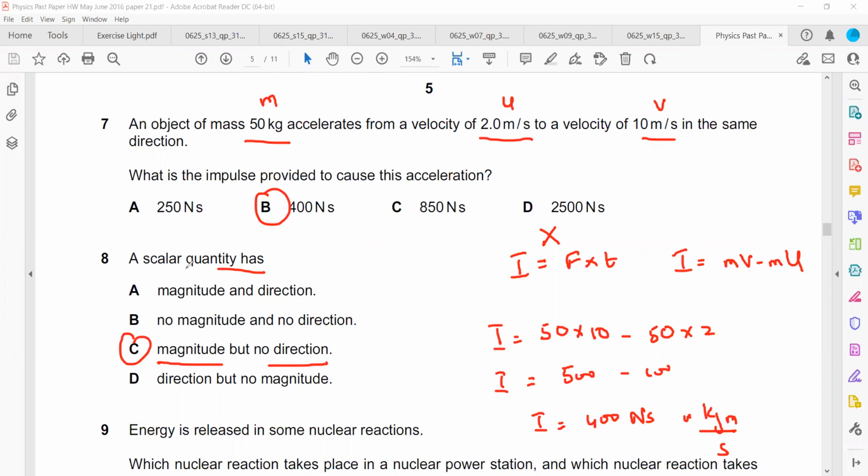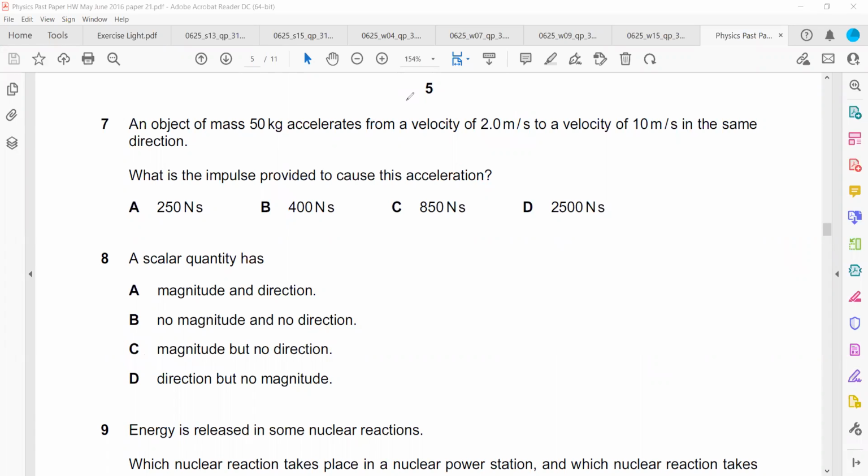If they ask which one is the vector quantity, a vector quantity will have magnitude as well as direction. So in that case, A will be the right answer.